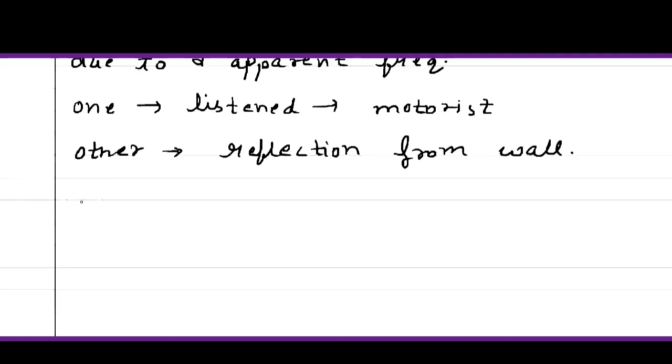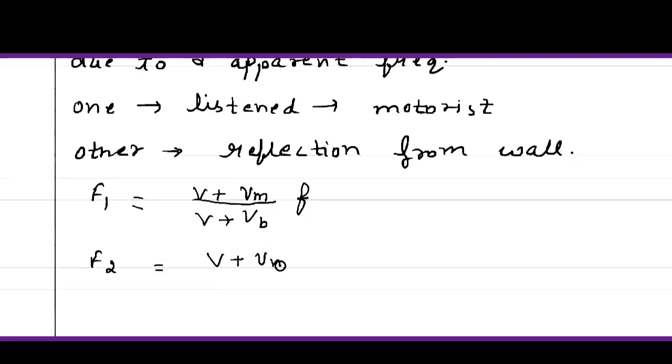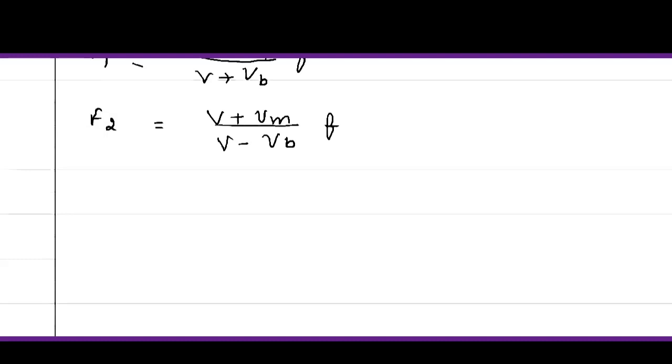The frequency directly heard by the motorist, that is f1, is equal to (v plus vm) divided by (v plus vb) into f, right? And the frequency after reflection, that is f2, is equal to (v plus vm) divided by (v minus vb) into f. Right?